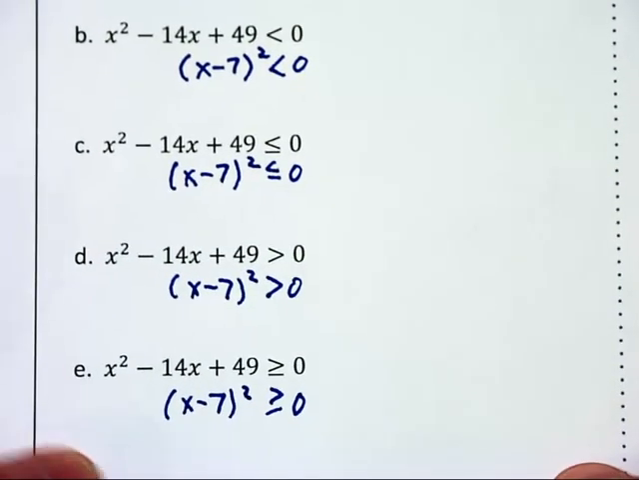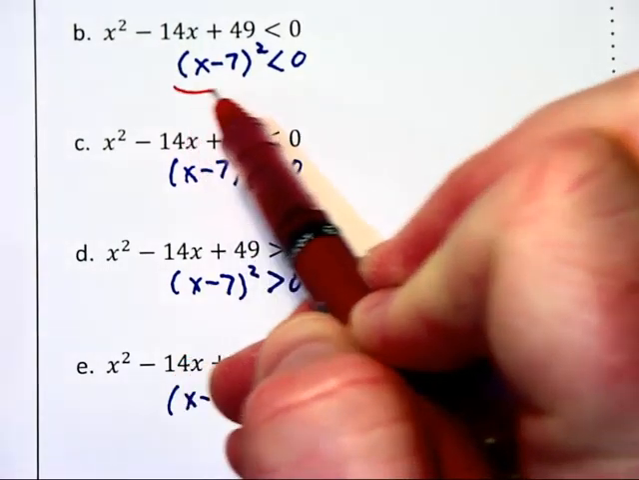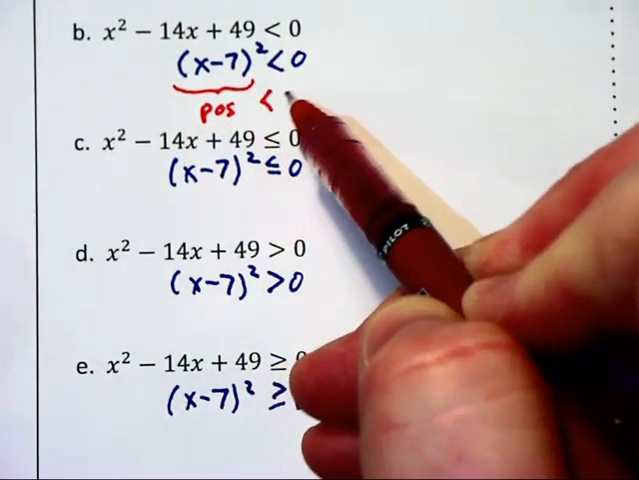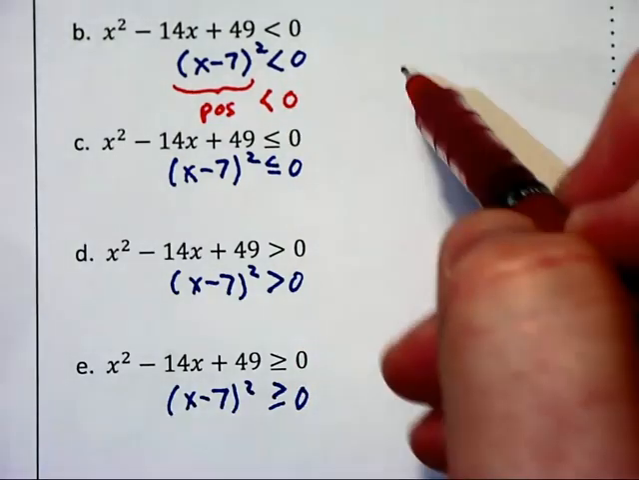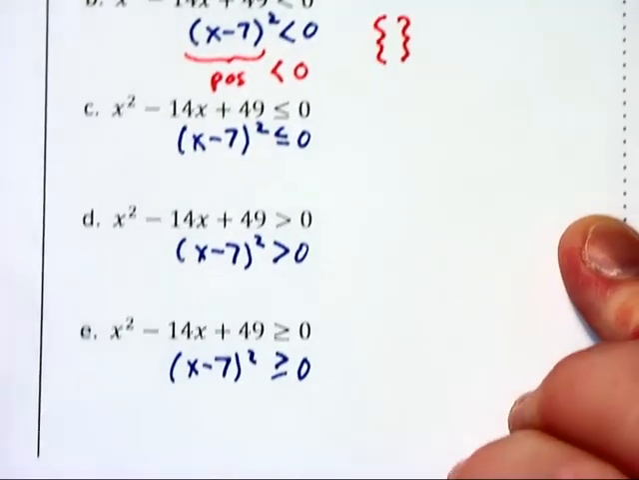And because we're comparing with 0, we're going to look at this in a different way. Notice that a quantity squared is always nonnegative. And when is a positive less than 0? The answer is never. So we have no solution as our solution set.